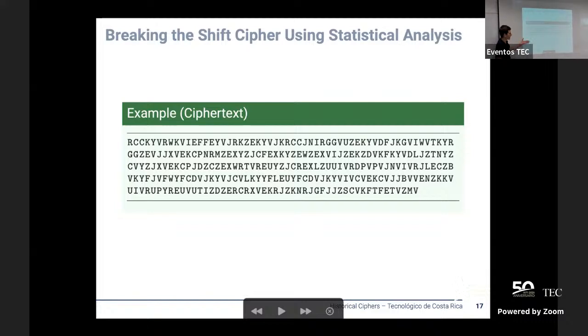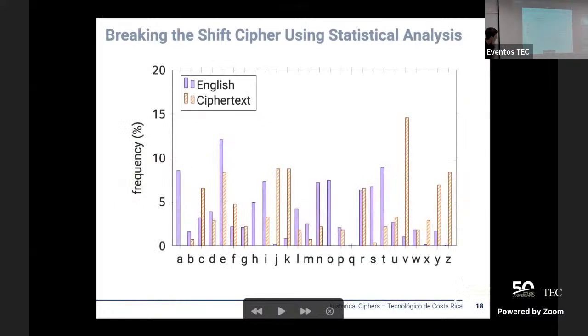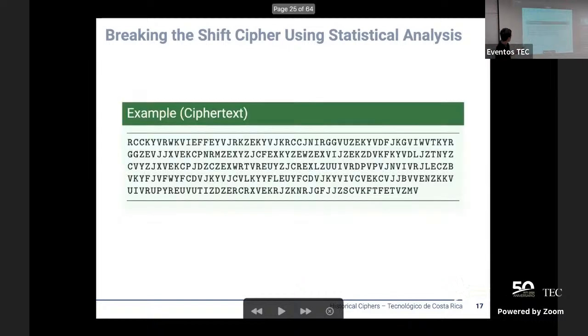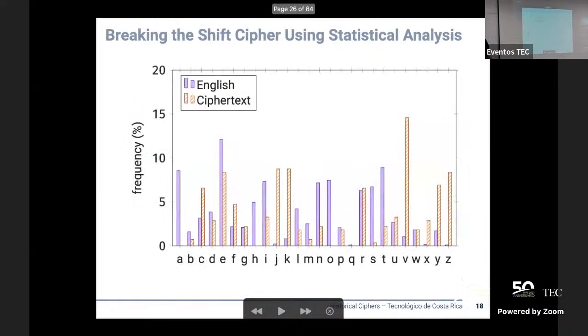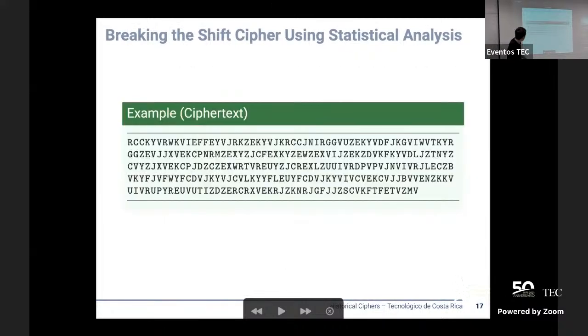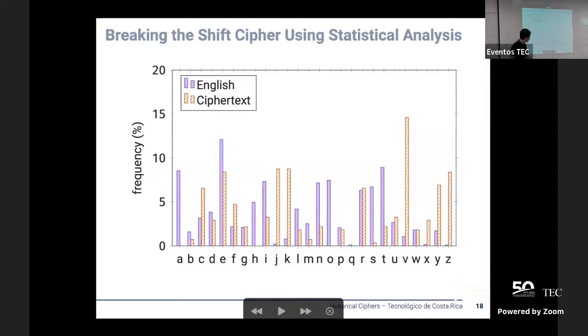Can we find something out about this message? What I've done here is count how many times the letter A appeared in this text. Apparently no times, so I don't quickly see any A. Maybe one or two or none. And apparently the letter G occurs quite often, and V, indeed. So the letter V appears quite often. There's a spike in there.